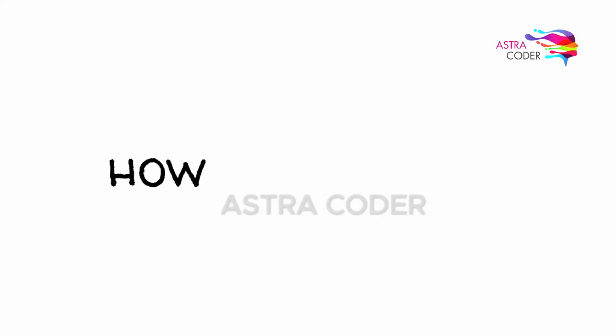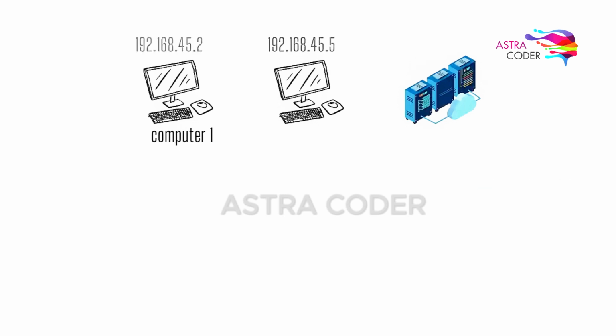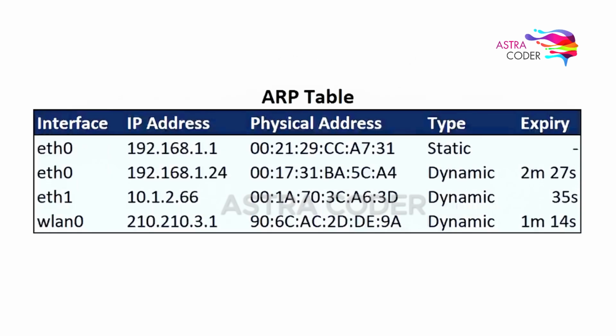Now, here's how ARP works in simple terms. Imagine you have two computers on the same Ethernet network. Let's call them Computer 1 and Computer 2. Computer 1 wants to send a message to Computer 2, but it needs to know Computer 2's MAC address, like a home address. Computer 1 first checks its ARP table, which is a list of known MAC addresses and their corresponding IP addresses. If it finds Computer 2's MAC address in the table, great. It can send the message directly.